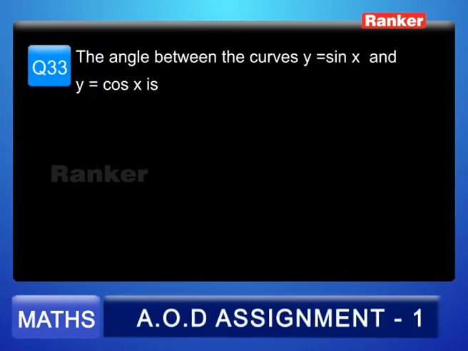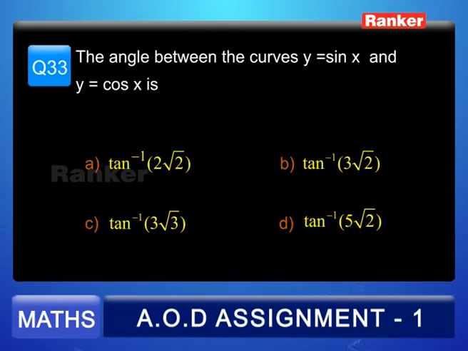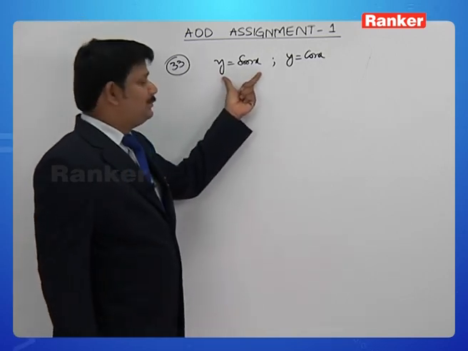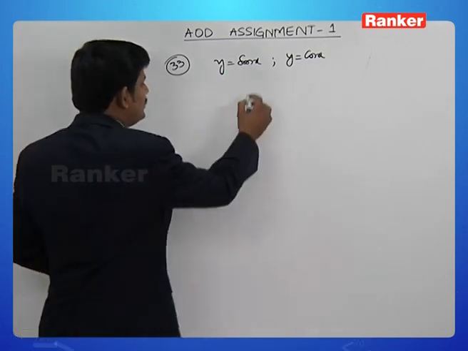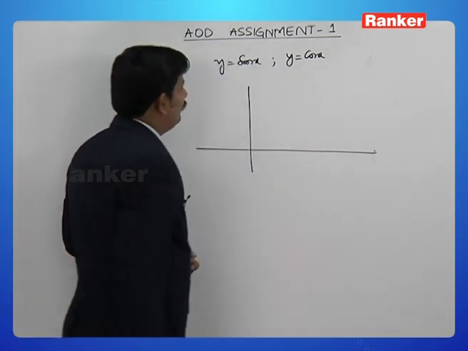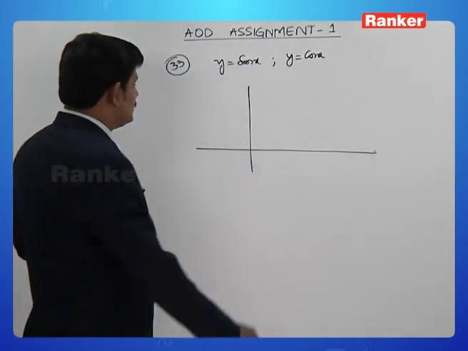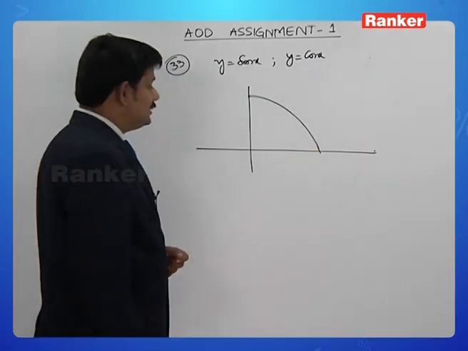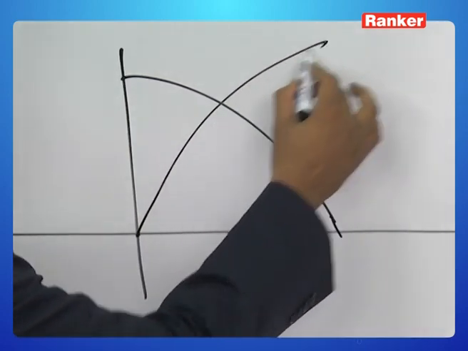Next question. The angle between the curves y is equal to sin x and y equal to cos x is option A tan inverse 2 root 2, option B tan inverse 3 root 2, option C tan inverse 3 root 3, and option D tan inverse 5 root 2. We are asked to find the angle of intersection between the curves y is equal to sin x and y is equal to cos x. We know y equal to sin x and y equal to cos x intersect at infinitely many points, one of which is x equal to pi by 4.